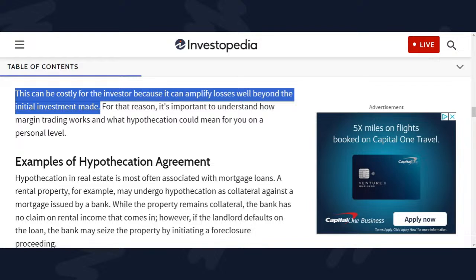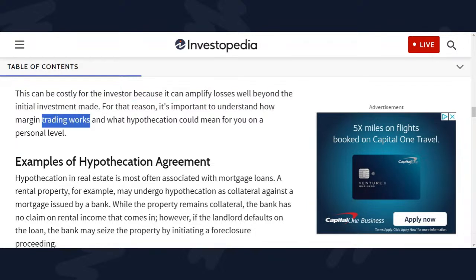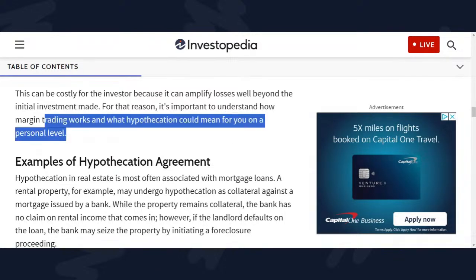For that reason, it is important to understand how margin trading works. Again, now we're talking about trading rather than buying and selling, and what hypothecation could mean for you on a personal level. See, the trading and a hypothecation begins before there's any buying and selling. It's at the beginning, when you're doing the initial investment and making the terms and conditions of the agreement that is then contractually bound to in your personal actions.